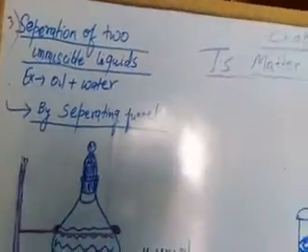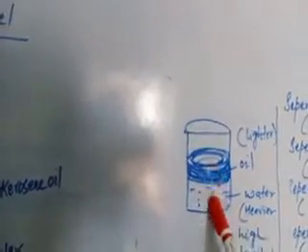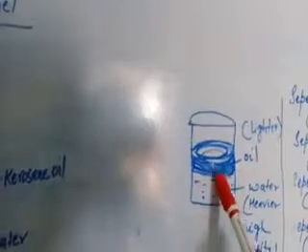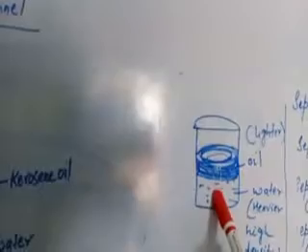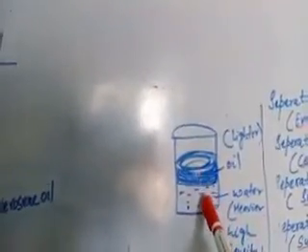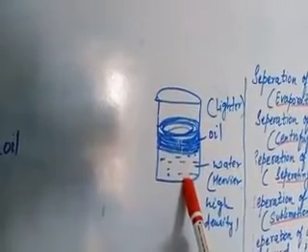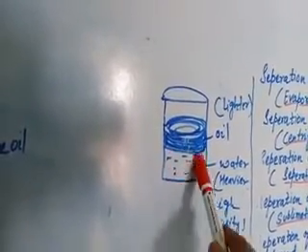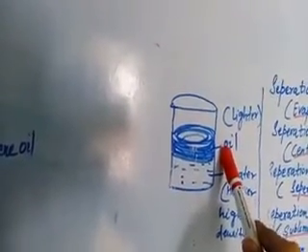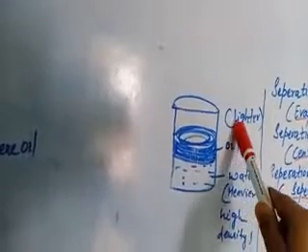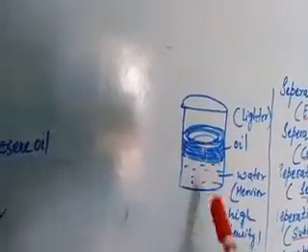Now what is the principle behind this separation? So here, when we mix the oil with water, we can see two distinct layers of the mixture. One is of oil layer and one is of water layer. Since water is of high density, being heavier, it takes the lower layer, whereas oil, having lower density than water, is lighter. So you can see oil floats on the surface of water.